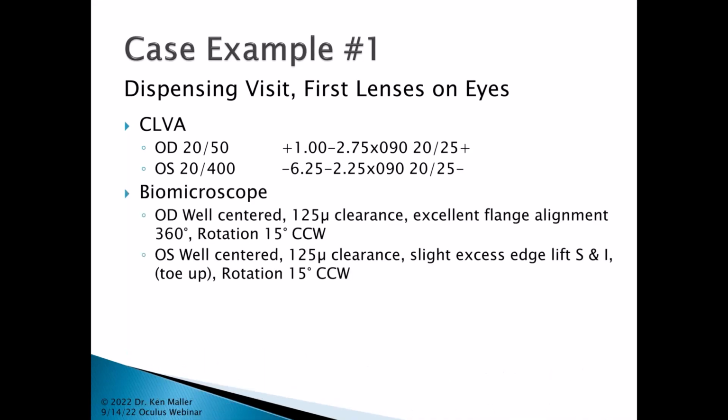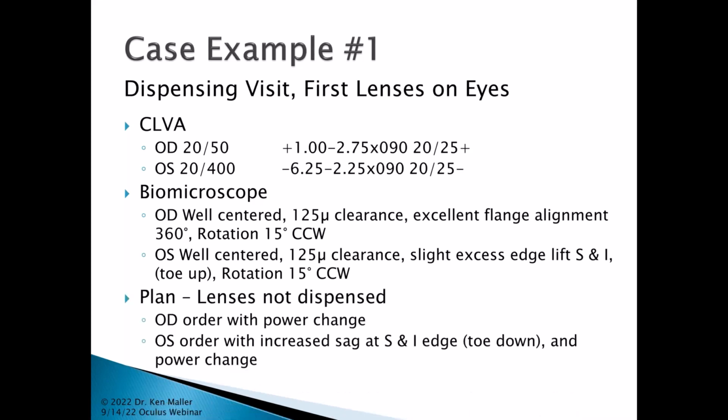At the biomicroscope, the assessment was they were both well centered, about 125 microns of clearance on both. The flange alignment was excellent on the right one, all the way around. On the left one, there was a little bit of edge lift, superiorly and inferiorly. It had a bit of a toe-up appearance. And the rotation, because I did mark the lens since it was an asymmetric lens, was rotated, both of them, about 15 degrees counterclockwise.